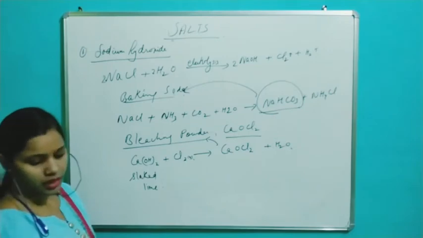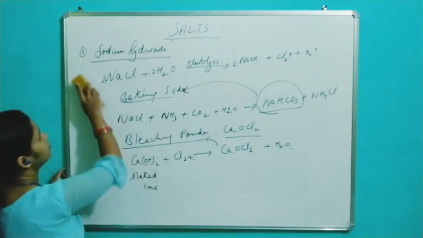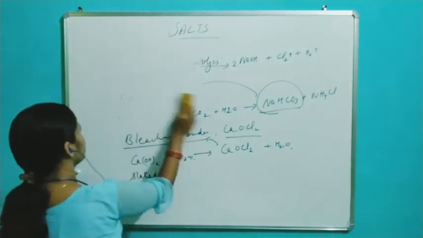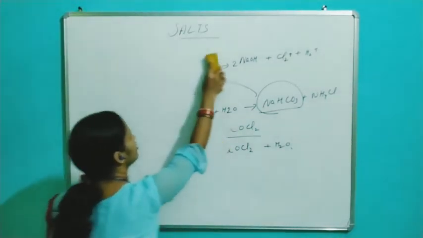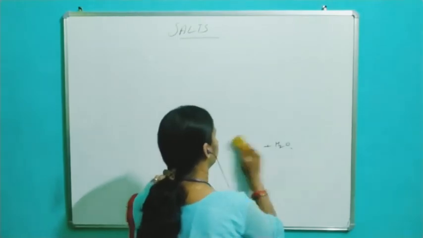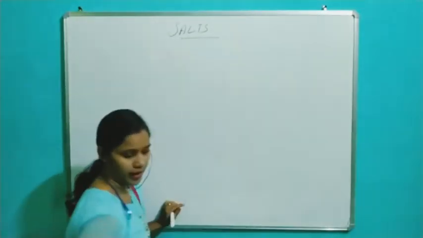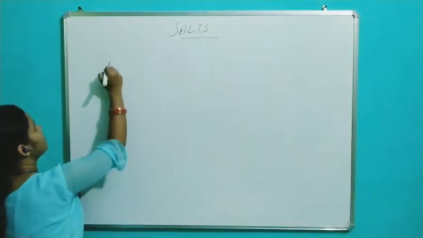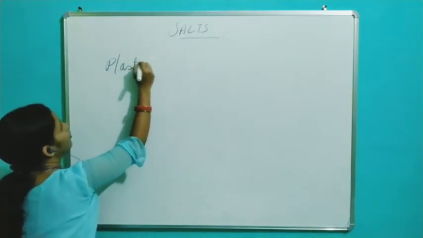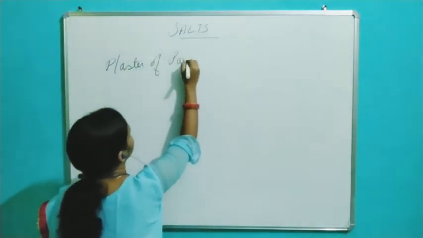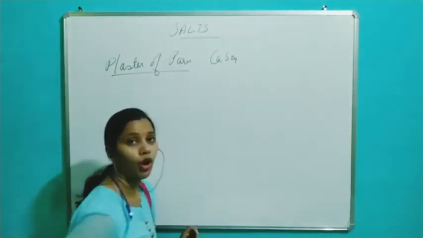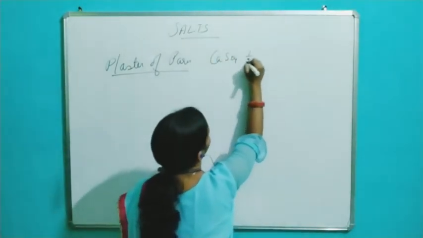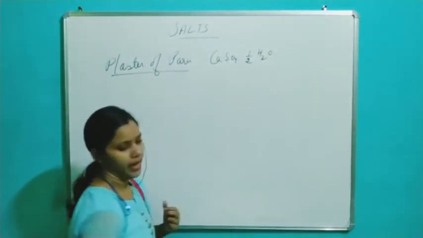The last is plaster of Paris. Last reaction is plaster of Paris. Now what is plaster of Paris? Plaster of Paris is calcium sulfate, CaSO4, dot half H2O. And how is it prepared?